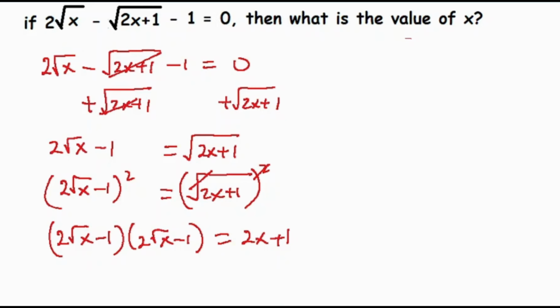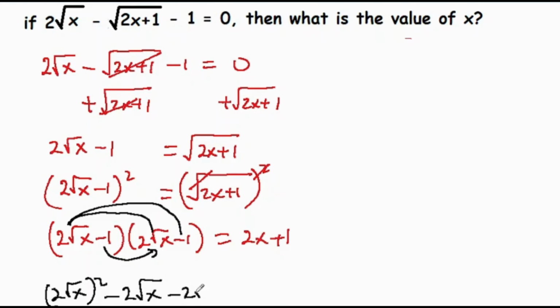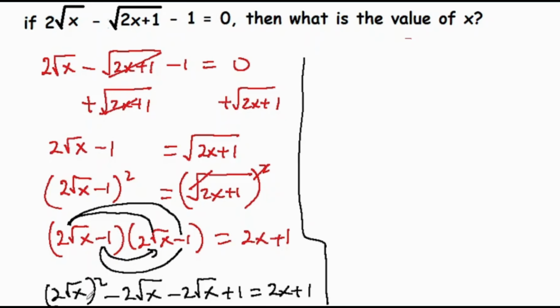So we are going to have 2 root x multiplying 2 root x, and that's going to give us 2 root x squared. 2 root x times negative 1, we're going to have negative 2 root x. Negative 1 times 2 root x, we have negative 2 root x, and negative 1 times negative 1 is going to give us plus 1, equals 2x plus 1. Alright, so 2 root x squared is actually 2 squared times root x squared, and negative 2 root x minus 2 root x gives us negative 4 root x plus 1 equals 2x plus 1.